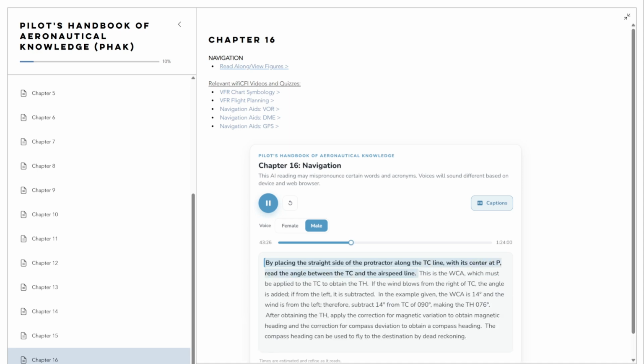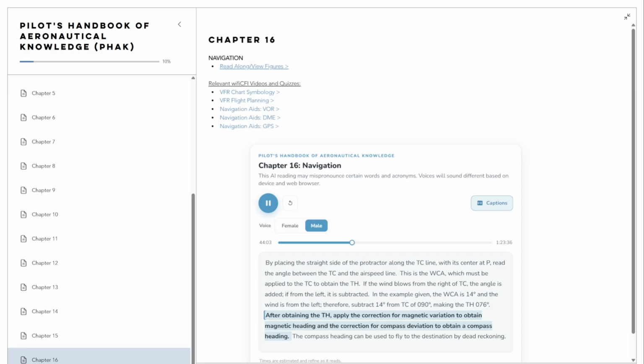By placing the straight side of the protractor along the TC line, with its center at P, read the angle between the TC and the airspeed line. This is the WCA, which must be applied to the TC to obtain the TH. If the wind blows from the right of TC, the angle is added. If from the left, it is subtracted. In the example given, the WCA is 14 degrees and the wind is from the left. Therefore, subtract 14 degrees from TC of 090 degrees, making the TH 076 degrees.